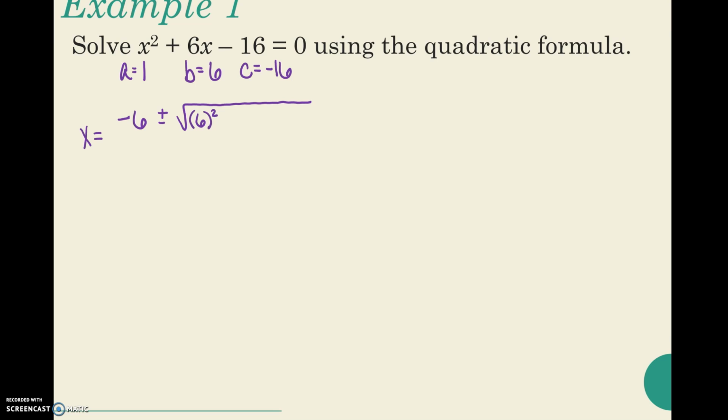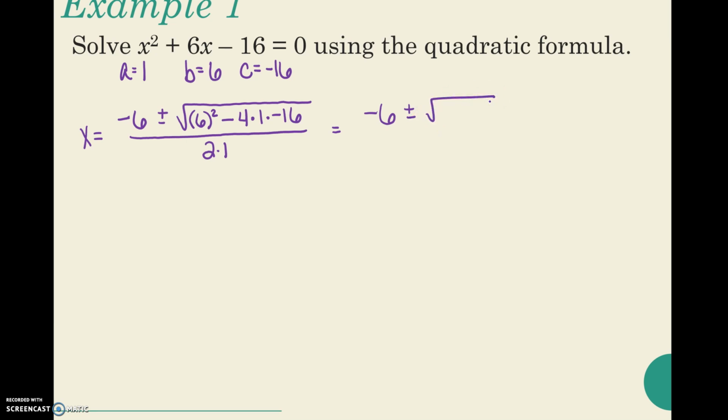Did you notice that I put the 6 in parentheses? Yes. If our b is negative and you're going to plug it into your calculator, the parentheses are important. So I just get in the habit of always putting parentheses right there. B squared minus 4ac, so 4 times 1 times negative 16. All over, that means that the division bar goes across the whole thing, 2 times a, which is 1.